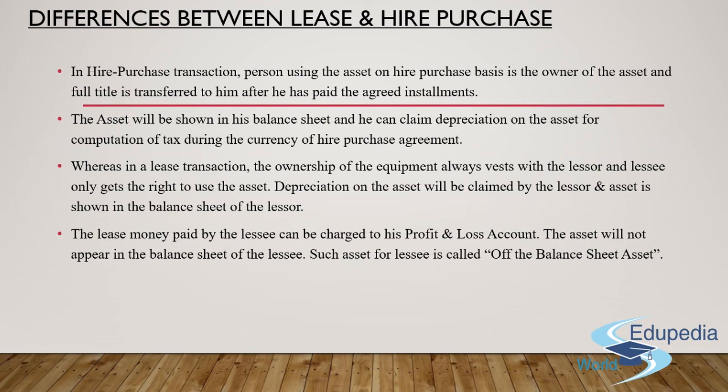Lease money paid by the lessee can be charged in his books of accounts, that is via the P&L account. That's it. The asset will not appear in the balance sheet of the lessee. Such an asset for the lessee will be called an off the balance sheet asset. I hope you guys are pretty much now clear with the kind of difference that lies between lease and hire purchase. So this presentation was wonderful.